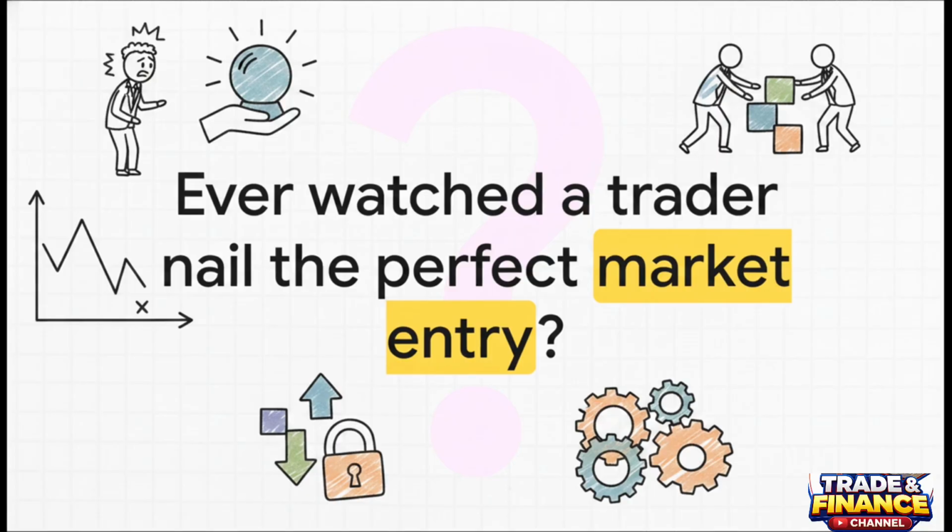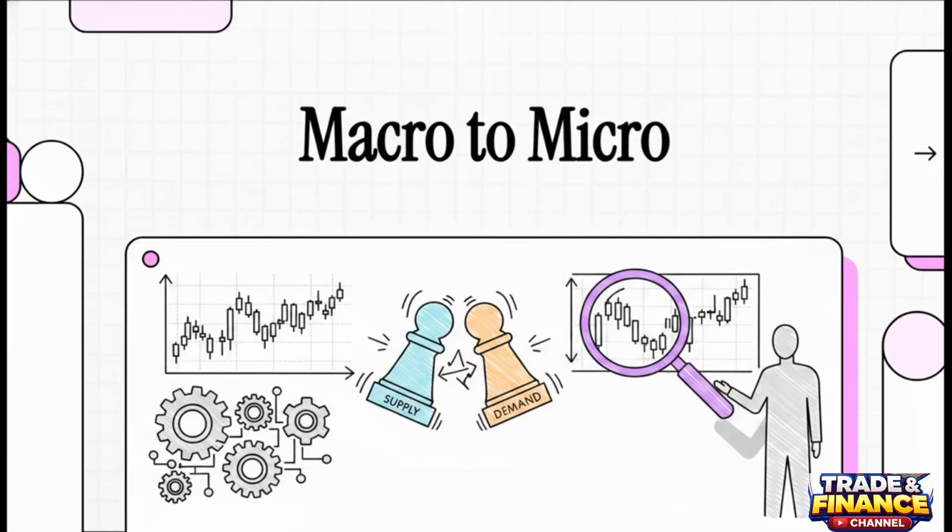But honestly, they don't have magic. They just play by a totally different set of rules. Welcome to this explainer, where we're going to crack the code on exactly what those rules are. Today, we're shifting gears from the macro view all the way down to the micro. We're going to demystify how smart money, those massive institutional players, actually moves the markets.